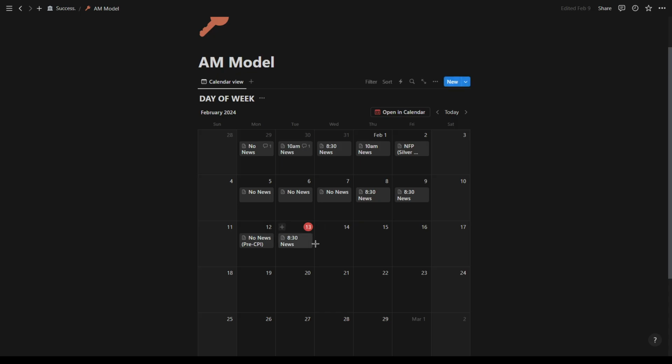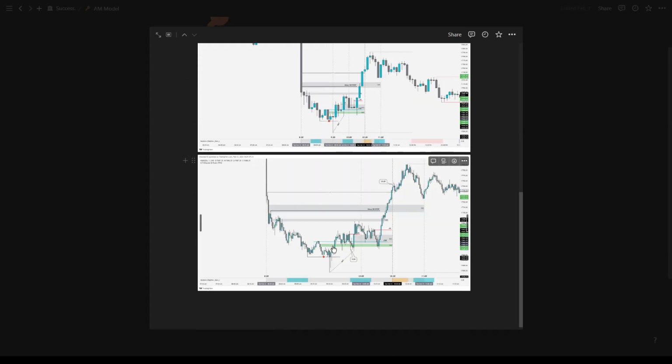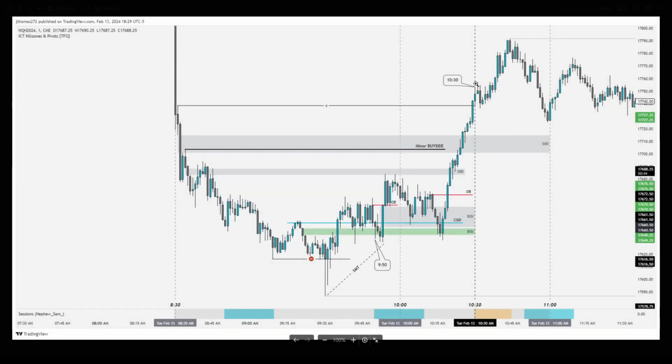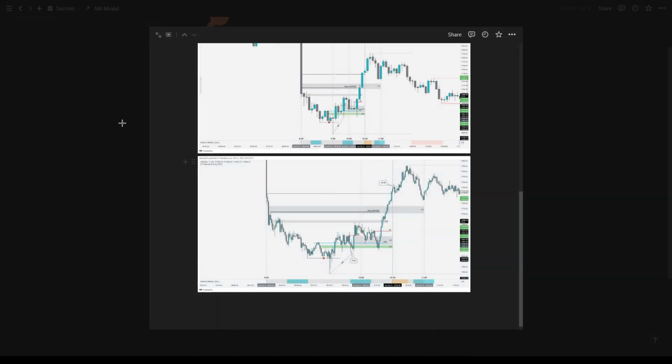And if you look at today, draw on liquidity met right here at 9:30. It also digs into the premium end of the dealing range, right? So time is very important, right?